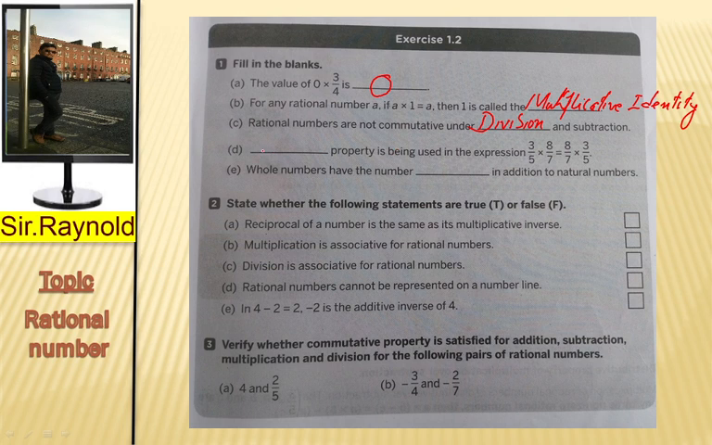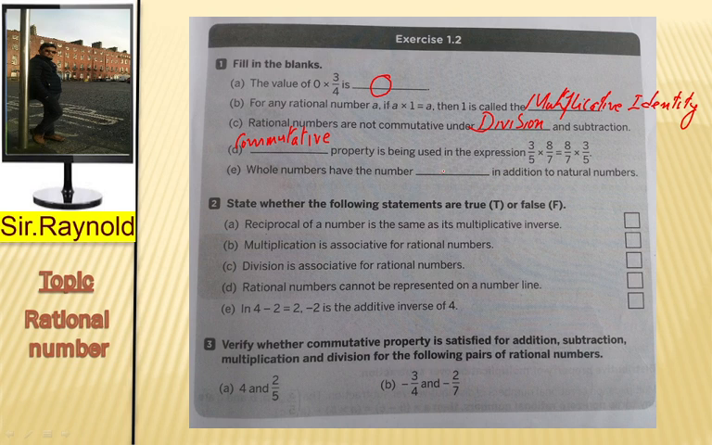Next, in number D, let's have a look. What property is this? 3 by 5 into 8 by 7 equals 8 by 7 into 3 by 5. That means we just changed the order. So this is again the commutative property. If you change the order, you will get the same result. This is the commutative property, but for what? For multiplication.